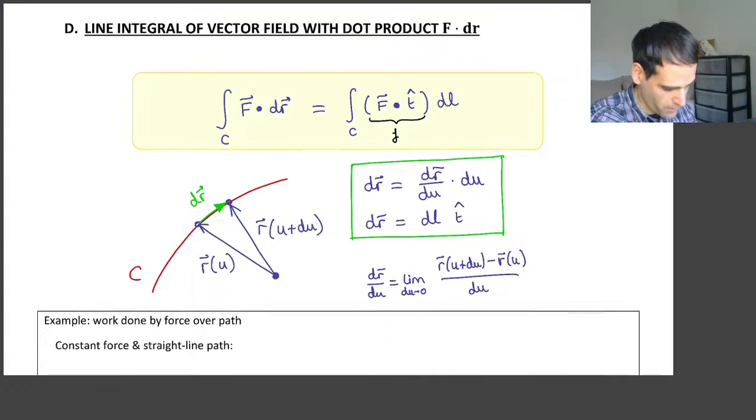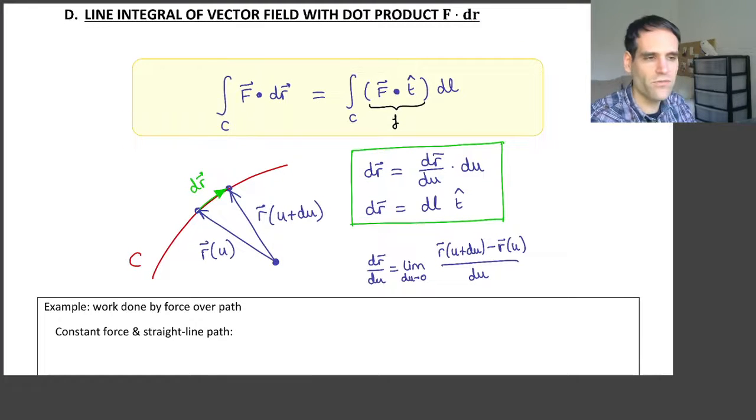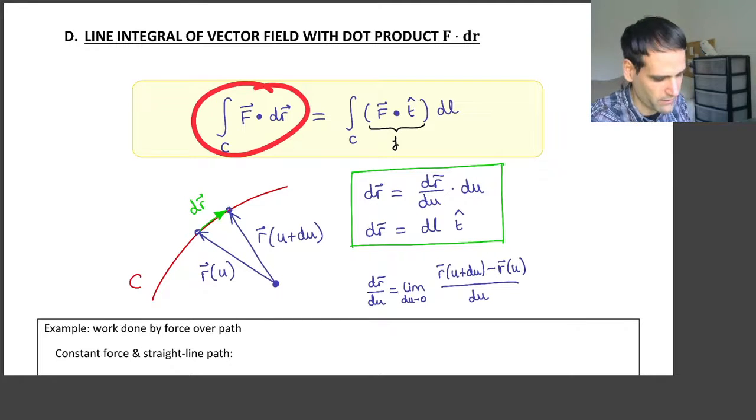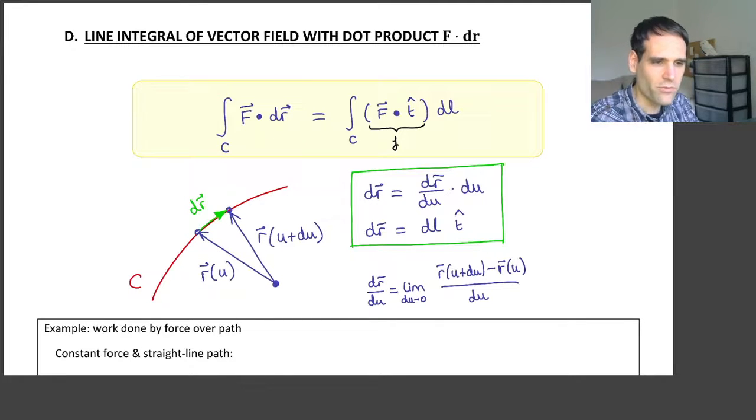In the next video, I'm going to explain why this is useful and give some intuition as to what it means to calculate this integral. So see you in the next video.